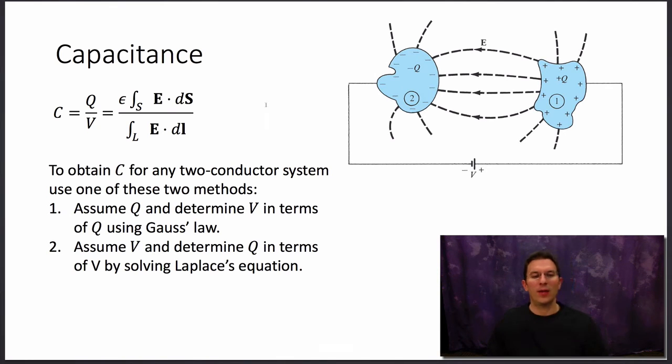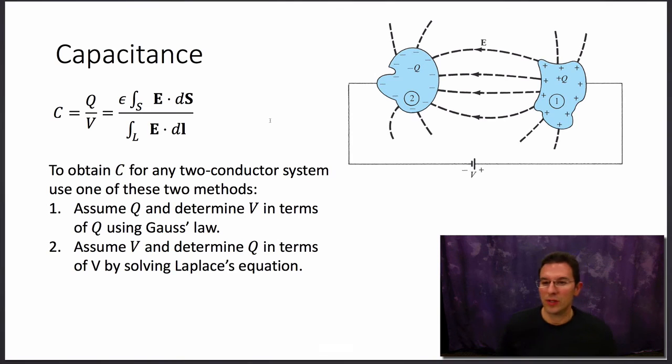Well, how are we going to find the capacitance for any two-conductor system? We have two different approaches that we can use. The first one is we're going to assume a charge Q and solve for the potential V in terms of Q using Gauss's law. The same sort of thing will happen. V will be a function of Q. When we take this ratio, the Q's will cancel out. Right. So option 1, assume Q and solve for V using Gauss's law. That's one option. The second option is to assume the potential V and solve for Q in terms of V by solving Laplace's equation. That's option number 2.